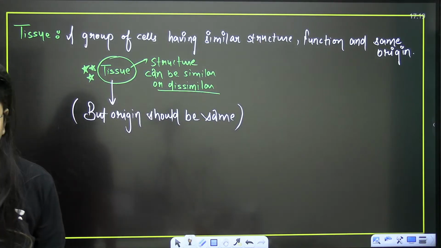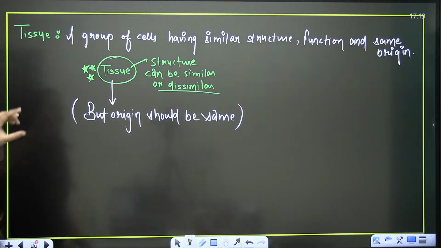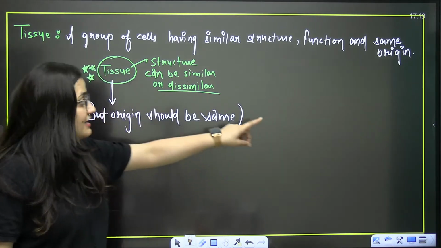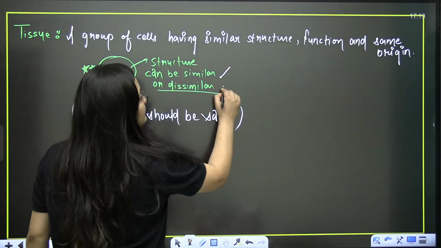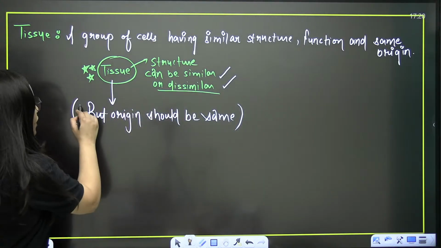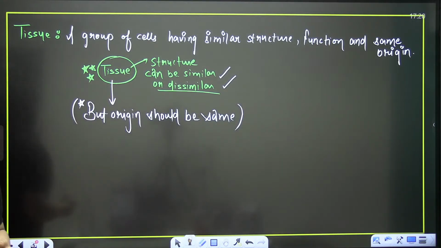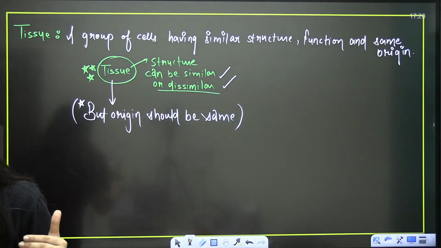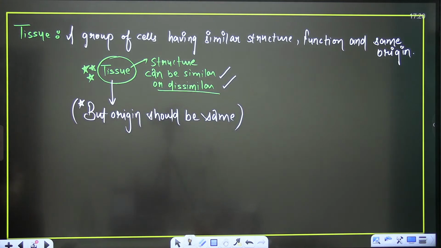So I'm repeating this again. It's a group of cells having similar structure, function and same origin. Structure can be similar or dissimilar. It doesn't matter if structure is even dissimilar in the case of tissue, but the origin of cells should always be same. That is what a tissue is. So dissimilar structure and function is possible, but the origin should be similar.